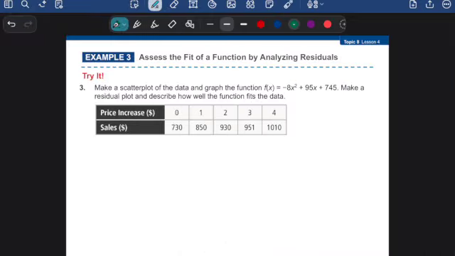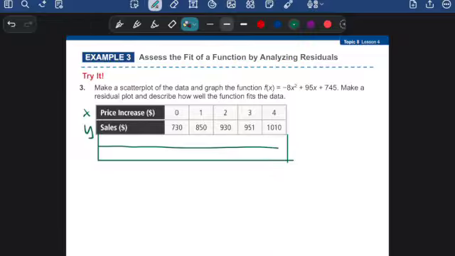So let's make a scatter plot for this data table. We have this function representing the data, and let's make our residual plot. So remember, we have price increase, this is X, and this is Y, and we want to also have our predicted y values and our residuals. So I'm just going to add to the table. And we're going to have our predicted values. And then we're going to have our residuals.